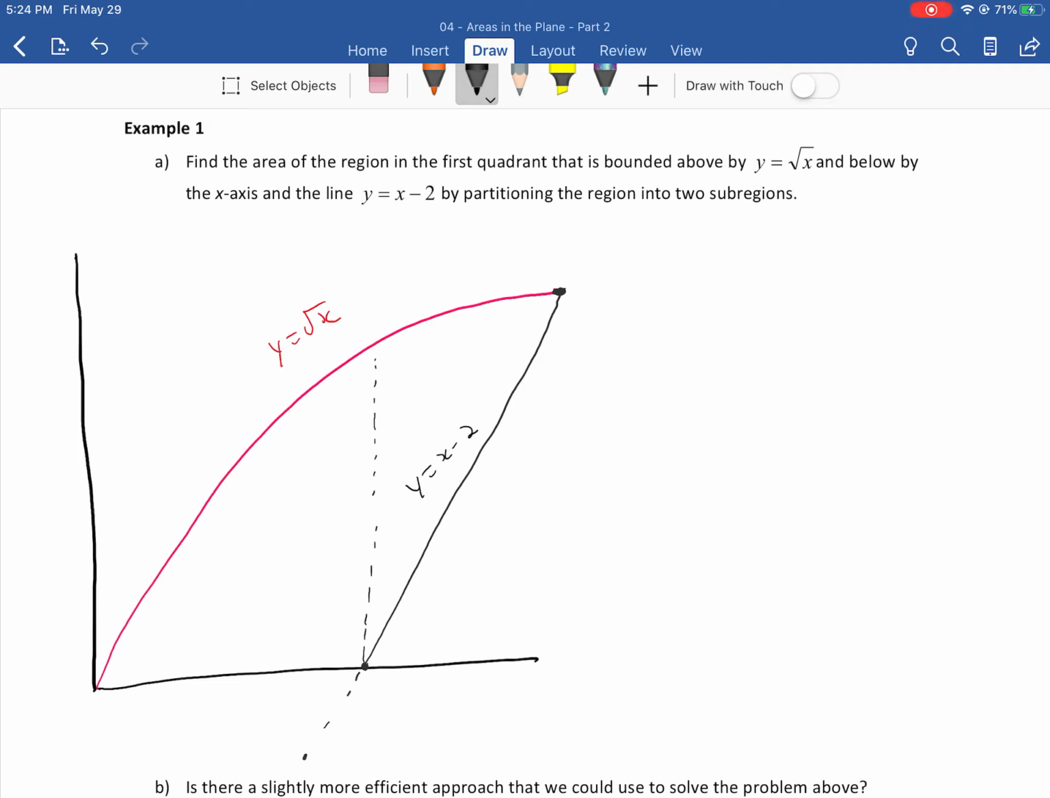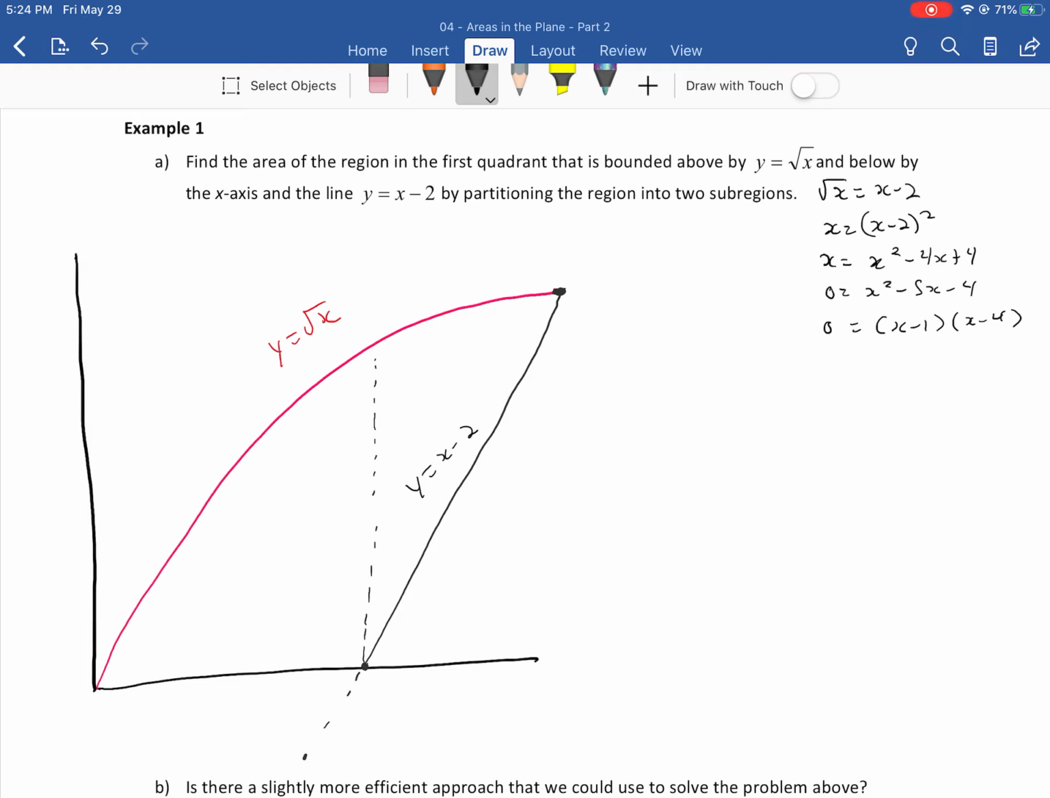And we need to know a couple of things. We need to know where these two functions meet. So first of all, we need to know when does root x actually equal x minus 2. I got to square both sides here. And if you've never squared both sides to solve an equation, there's an extra step here, and I'll show it to you in just a second. Multiply out those brackets, bring over the x, and everything seems fine.